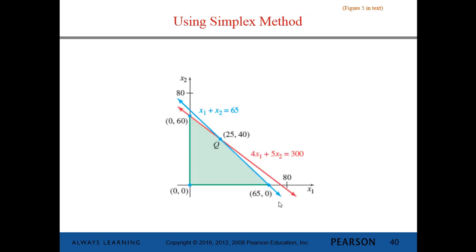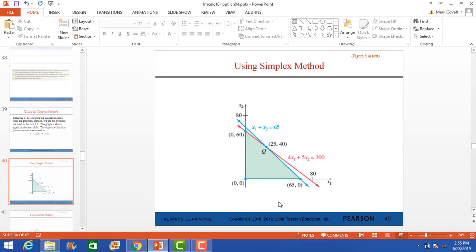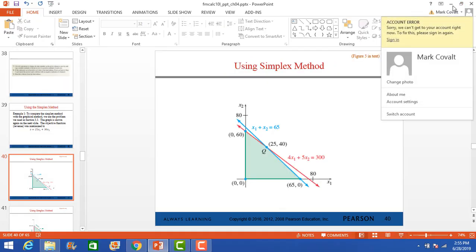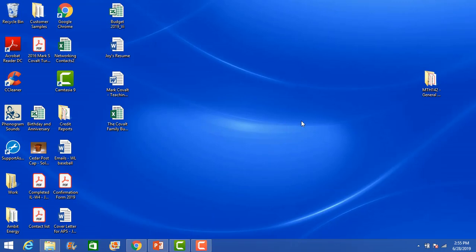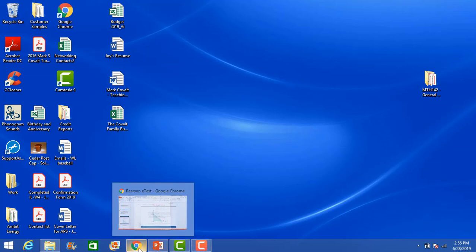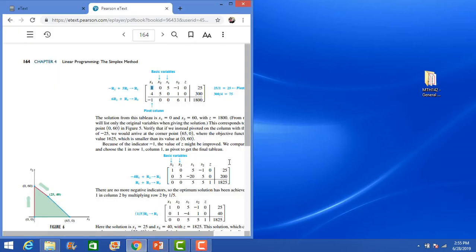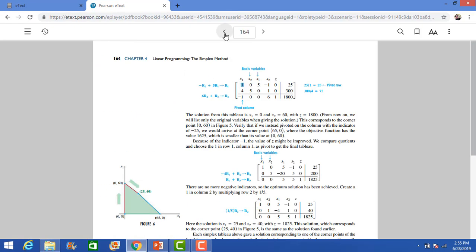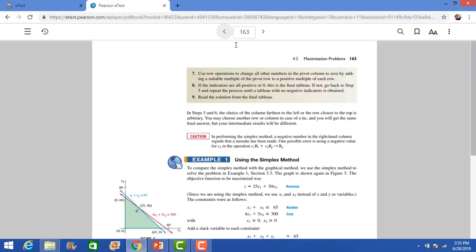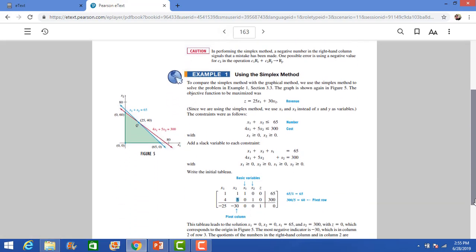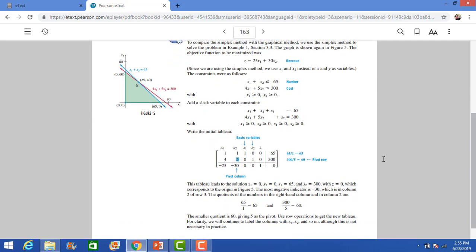Now I'm going to jump out of here for a second and let me go here. I'm going to make this bigger so we can see this. So here's the example. I didn't want to write all this out, but notice that they have this here. Now here are all the constraints that we had before.